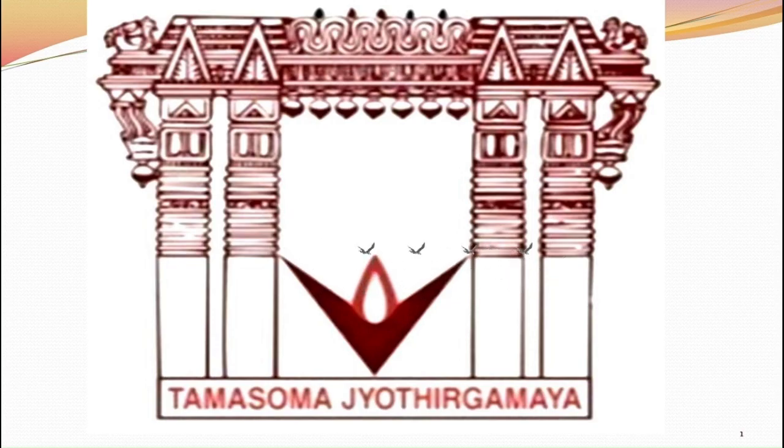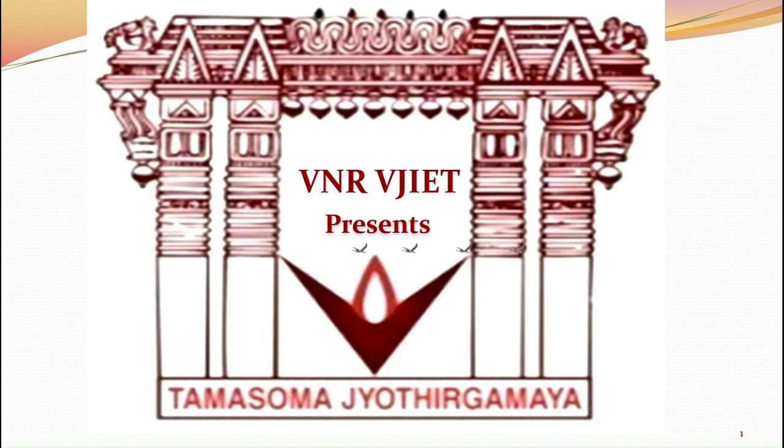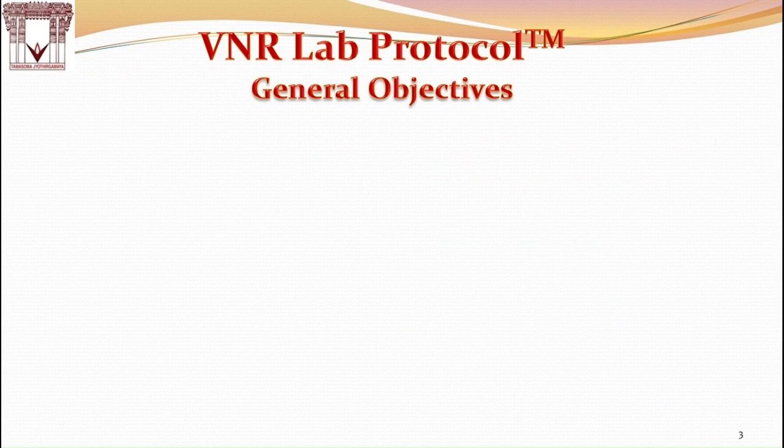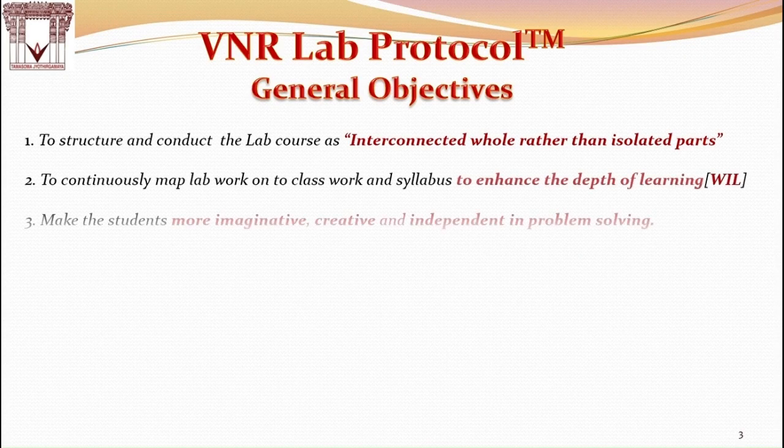Namaste dear learners. Today we are going to see a VNR VJIET differentiator: the lab protocol for the applied physics lab. In that context, we are going to see one experiment. Before that, what is a lab protocol and what is its objective?